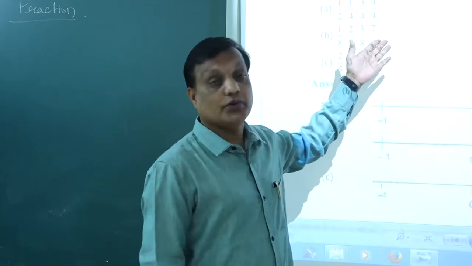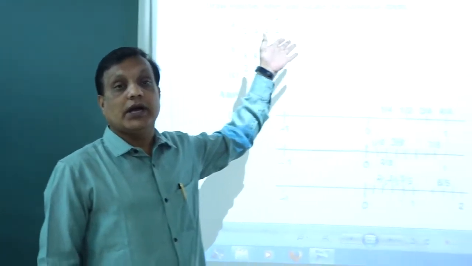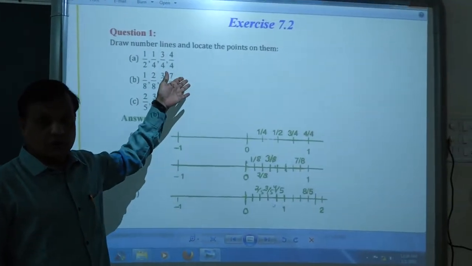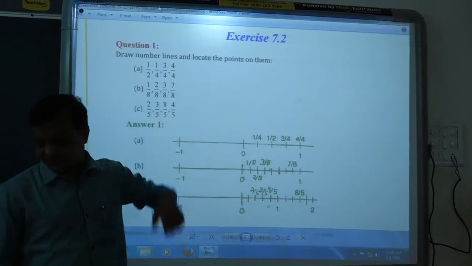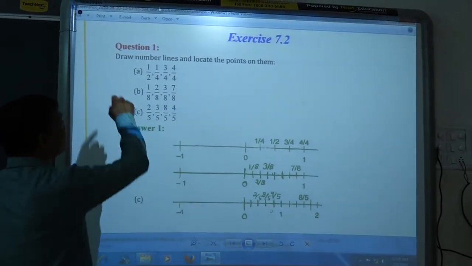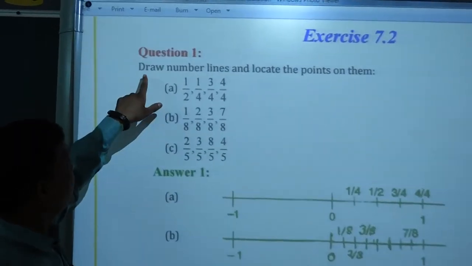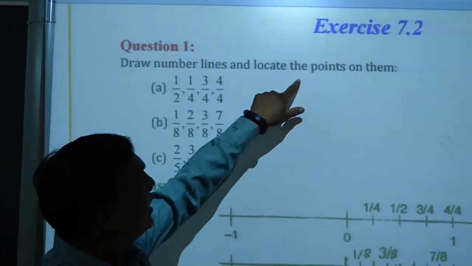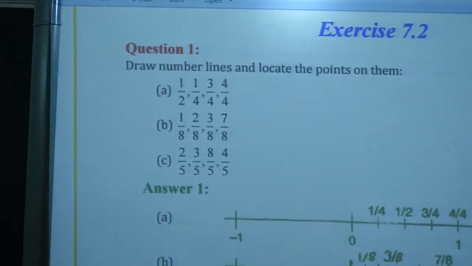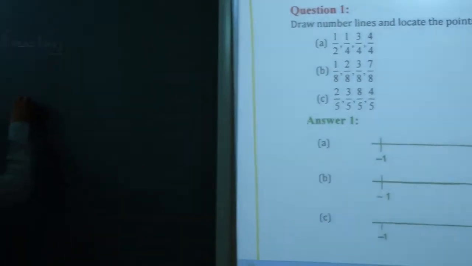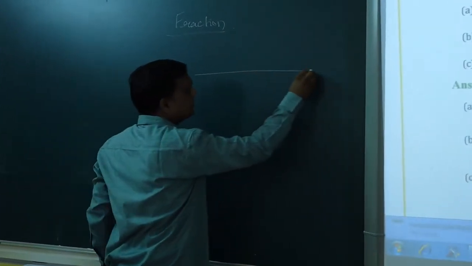So please see the board, and we will start one by one how to show the fractions on a number line. The first question is: draw the number line and locate the points on it. So please look at the board. Here I am writing the number line.